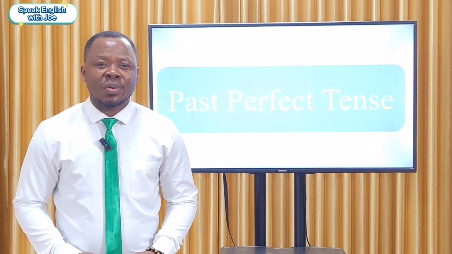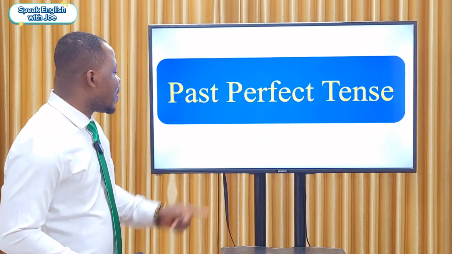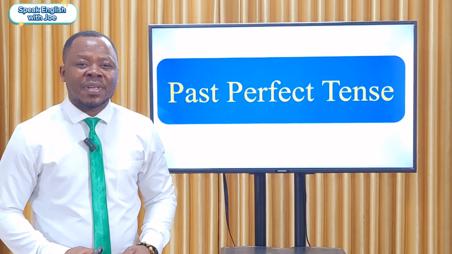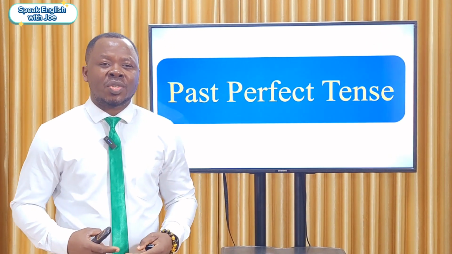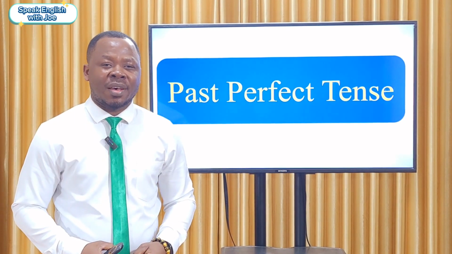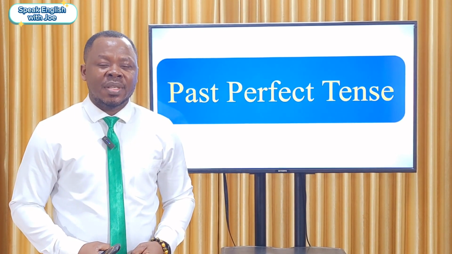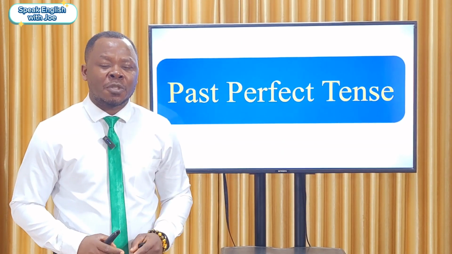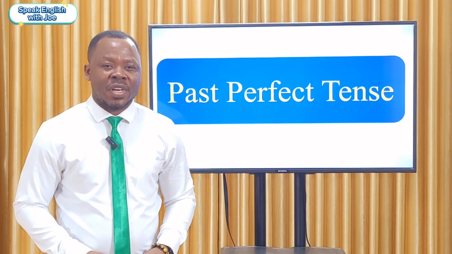In this video, I'll introduce the past perfect tense. The past perfect tense can be used to describe an action that took place at a specific time in the past. And the past perfect tense makes use of the past participle form of verbs.